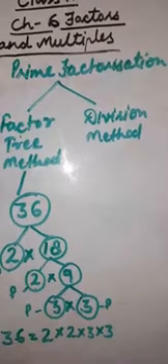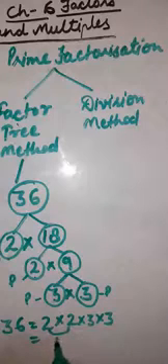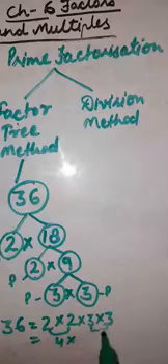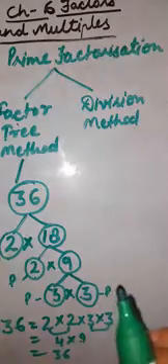Now check your answer. 2 2s are 4 multiply 3 3s are 9. Now finally 9 4s are 36. So in this way you can solve by the factor tree method. Is it clear to you?